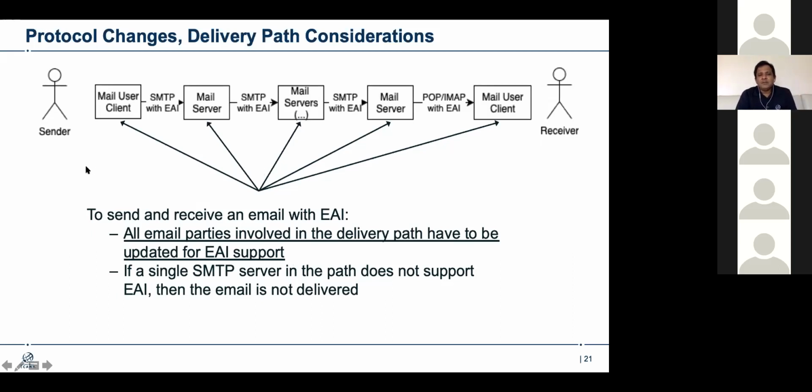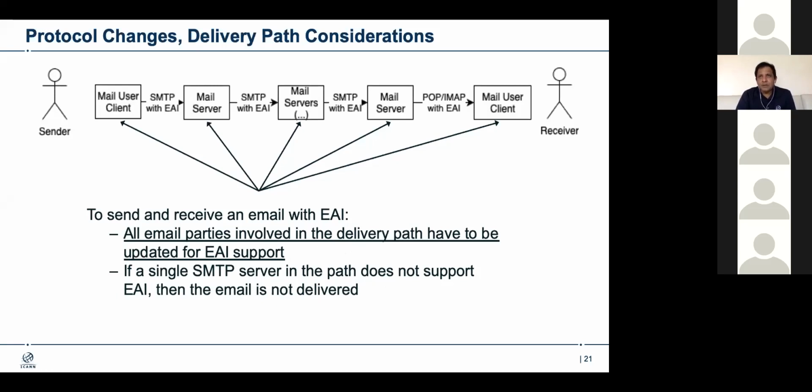So when it comes to the protocol changes in the delivery part, to send and receive an email with EAI, all the email parties involved in the delivery part should update their systems to support EAI. So this is very important. And in case even a single SMTP server in the path does not support EAI, then you will not be able to deliver the email.